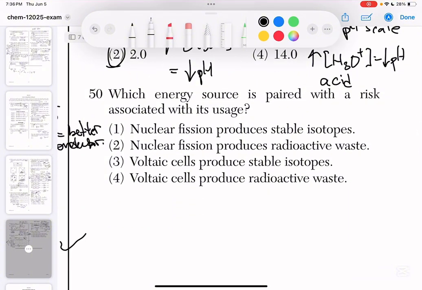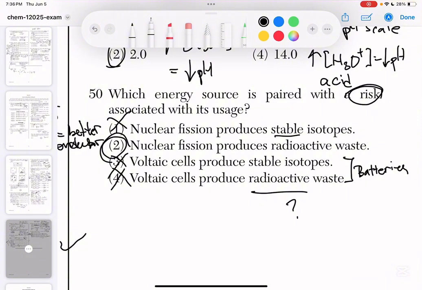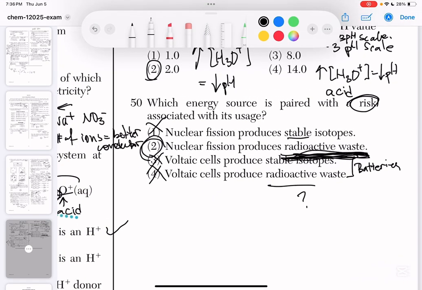Which energy source is paired with a risk associated with usage? Oh. So not these two. We use batteries all the time. And also, since when did they produce radioactive waste? Hello? And then, okay, this is not a risk. The only answer will be this one, because nuclear power plants produce a lot of nuclear wastewater, and that's actually a pretty big concern for a lot of different countries using nuclear power even today. So that's an issue.